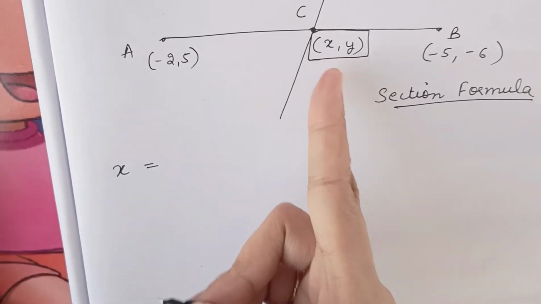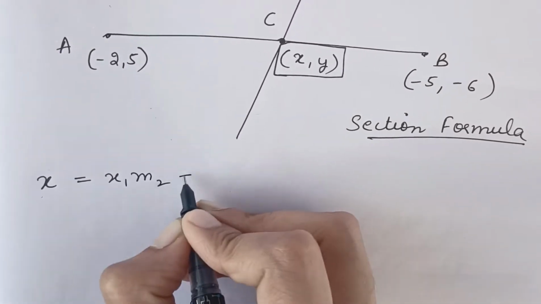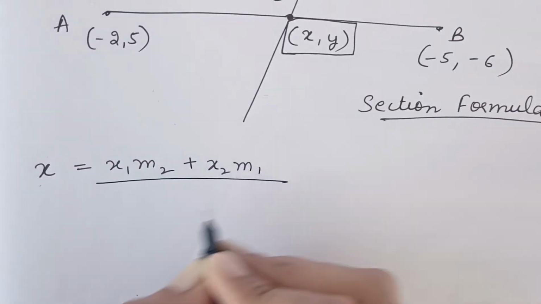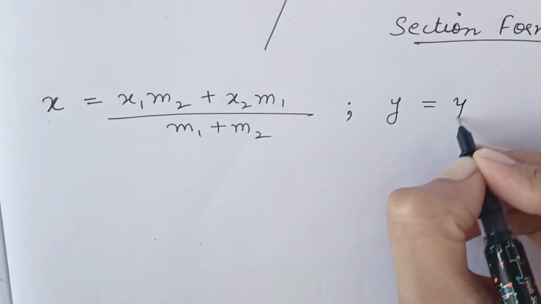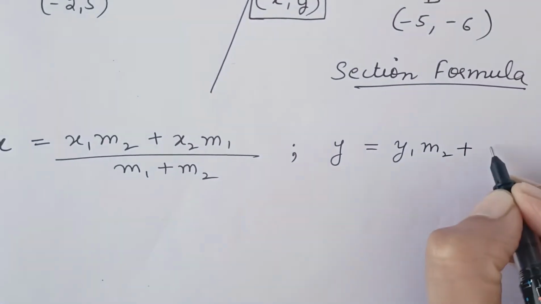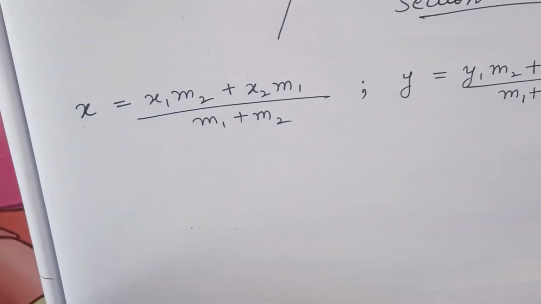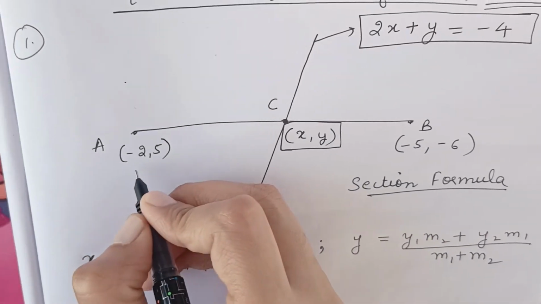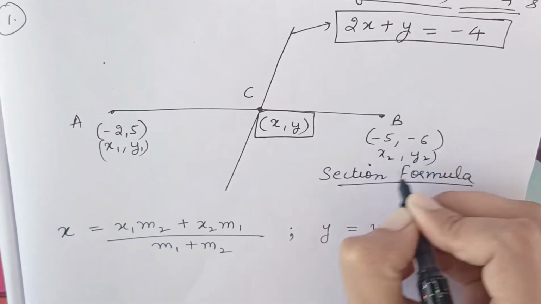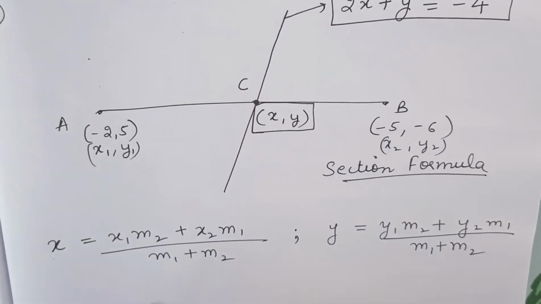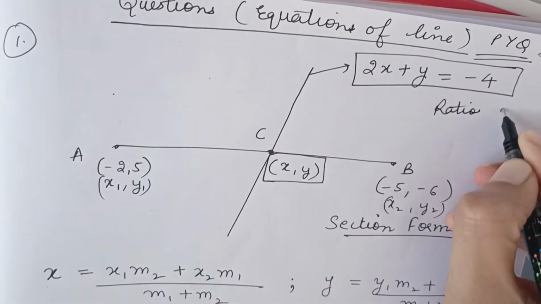So section formula for these coordinates: x is equals to x1 m2 plus x2 m1 upon m1 plus m2. Y is equals to y1 m2 plus y2 m1 upon m1 plus m2. Now if we see this one, easily we can make out that x1 y1 and x2 y2, these coordinates are given to us. But what about m1 and m2? So that means ratio is not given. So ratio is not given to us.